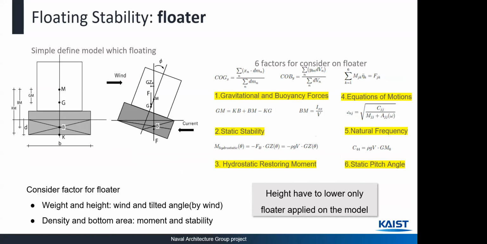As in the midterm presentation, we have defined the mathematical model for the floaters. The considerable factors are wind, height, and the current on the floater. In this figure, the moment is the main factor to consider for stability, and this moment can occur by the wind and current flow. In this situation, the height needs to be designed lower for the stability of the moment, so we need the mooring line for the high floating island.